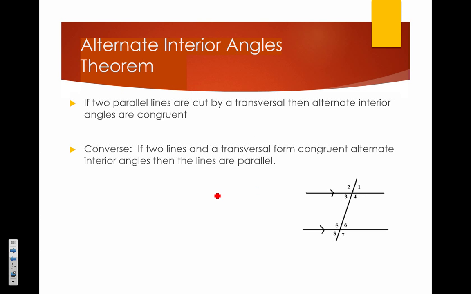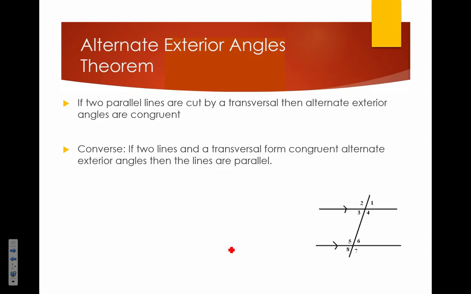All right, so now the alternate interior angles theorem says if two parallel lines are cut by a transversal, then alternate interior angles are congruent. The converse says that if two lines and a transversal form congruent alternate interior angles, that's a mouthful, right? Then the lines are parallel. So we could say that if 4 is congruent to 5, then those lines are parallel. And remember again that the arrows mean that they are parallel.